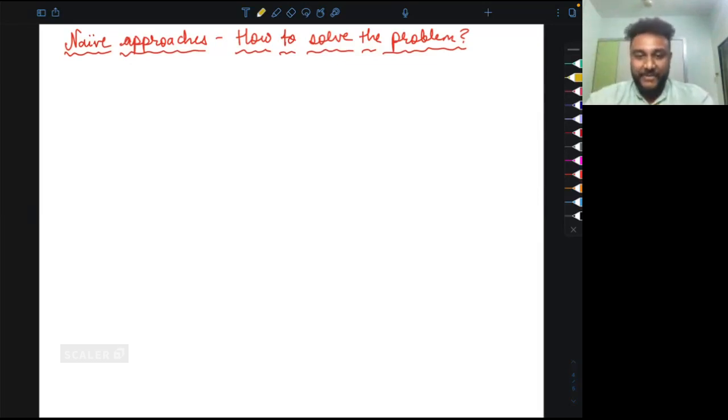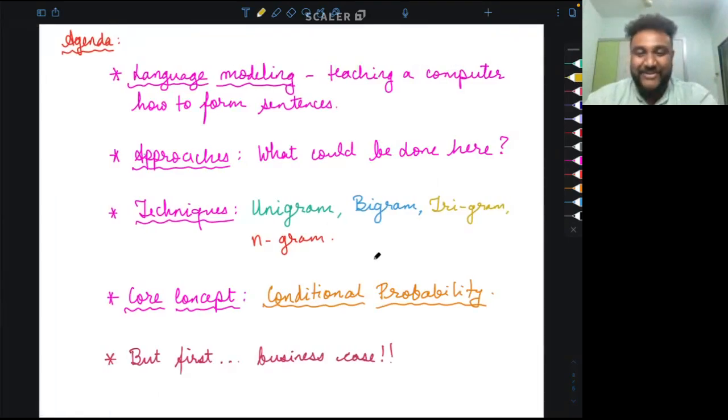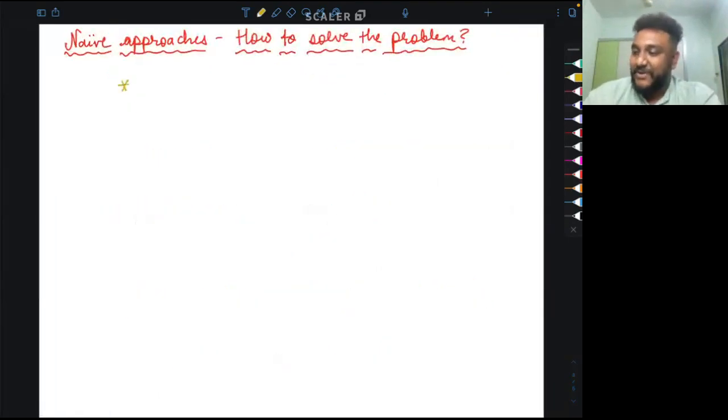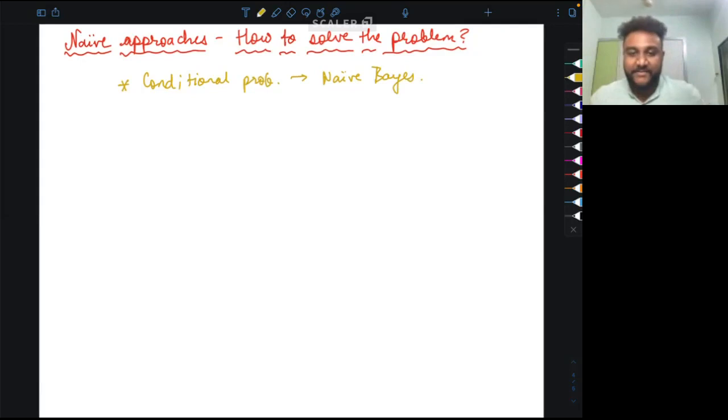Please let me know. Yeah, conditional probability. Okay, perfect. So Indradeep, you have taken my answer from here. Try a little bit of creativity. So conditional probability. What does conditional probability remind you of? Any machine learning technique which uses conditional probability? Naive Bayes. Perfect. Yes. Conditional probability, so naive Bayes. Cool. So naive Bayes is one way of doing that.